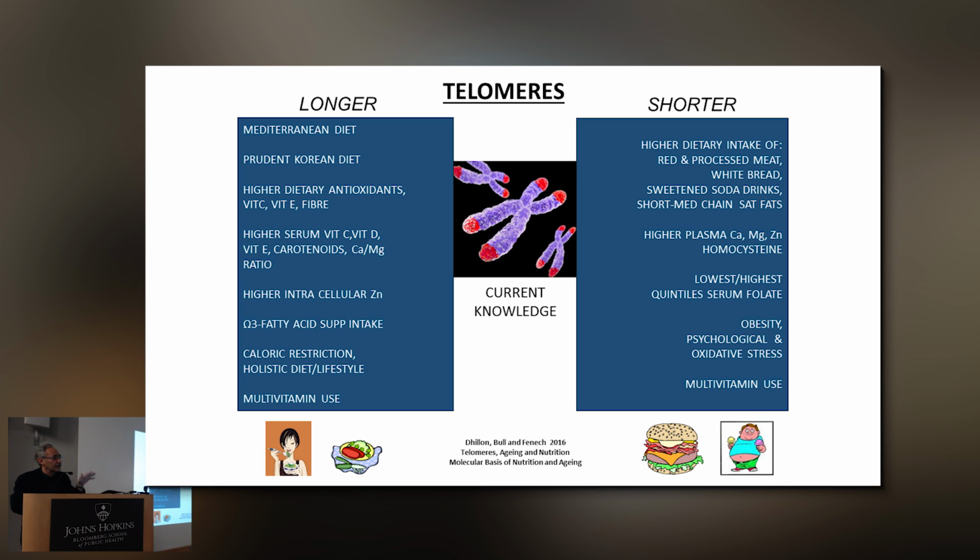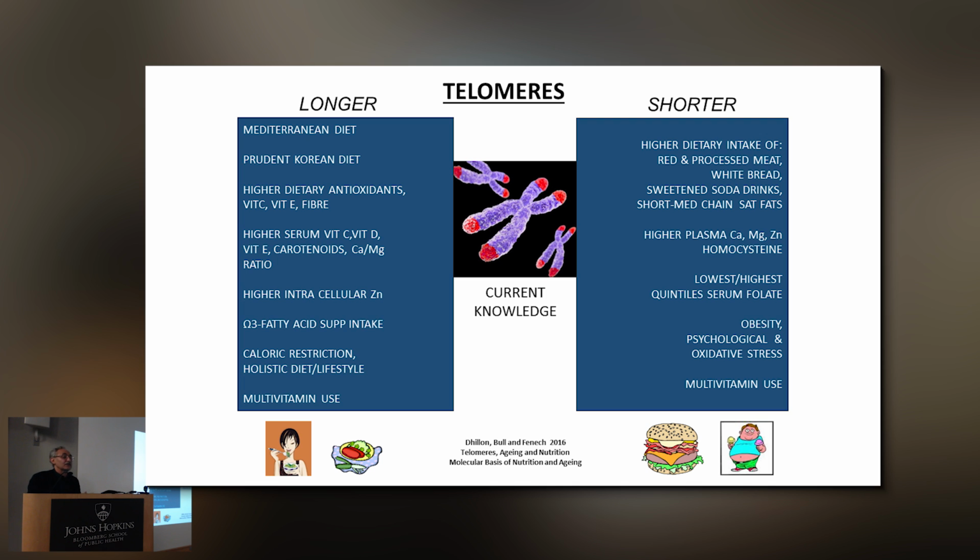Except for the Mediterranean diet. The Mediterranean diet has been studied about 5 times, and consistently telomeres are longer in those with a higher Mediterranean diet score. So we can be a bit more confident about that. But overall, we know that telomeres tend to be longer consuming the Mediterranean diet, the prudent Korean diet, higher dietary antioxidants, vitamin C, E, fiber, higher serum vitamin C, D, carotenoids, calcium magnesium ratio, higher intracellular zinc, gamma omega-3 fatty acid supplementation intake, caloric restriction, and multivitamin use.